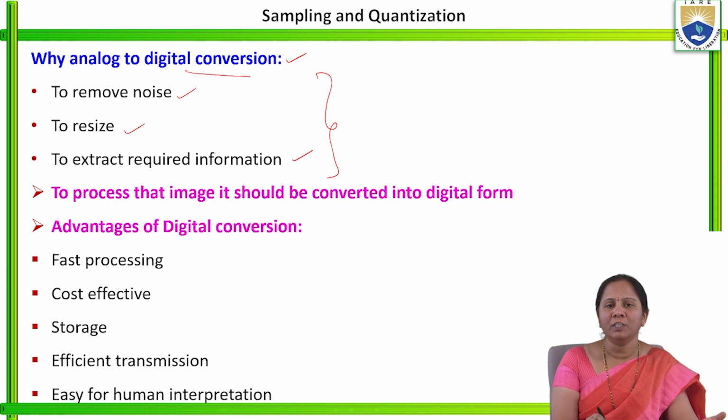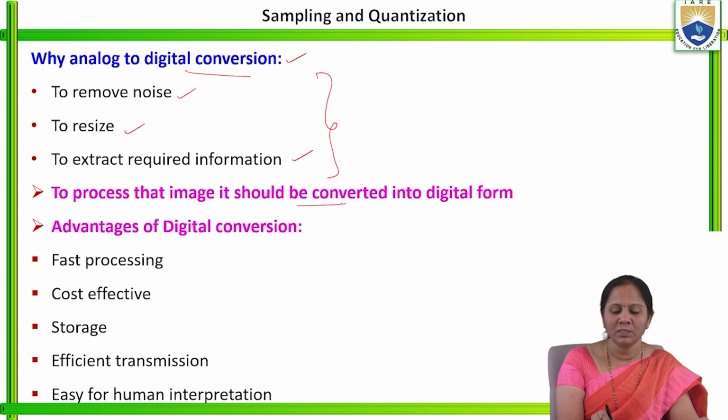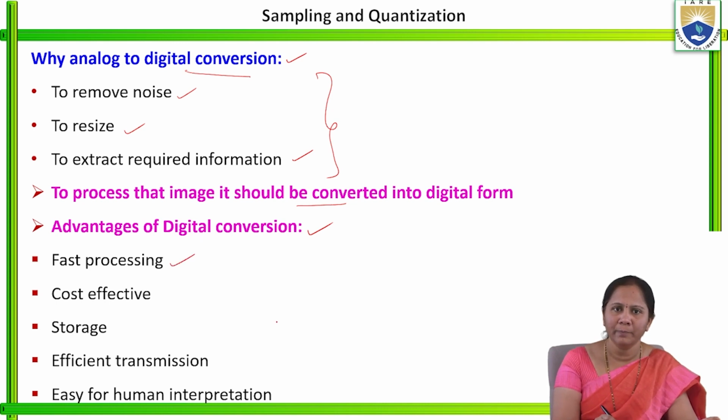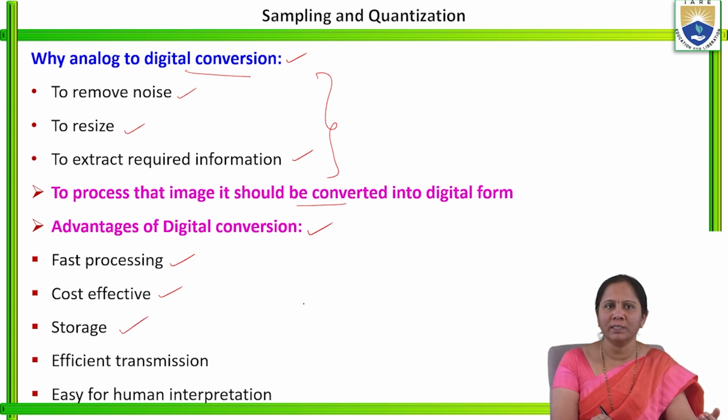If we convert analog image to digital image, then it is very easy to process. To process images, they compulsorily should be converted into digital form. If we convert analog image into digital form, we are going to have some advantages: processing speed will be high, it is cost effective, it is very efficient in terms of storage constraints, transmission is efficient, and it is easy for humans to interpret the image. These are all the advantages if we convert analog image into digital image.